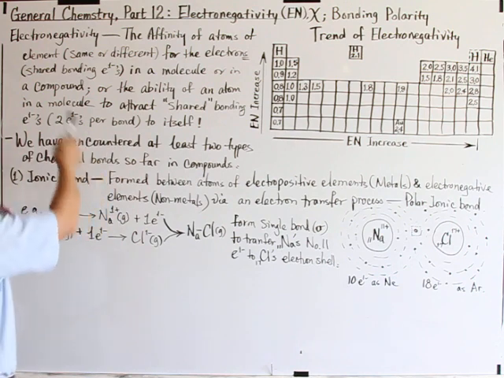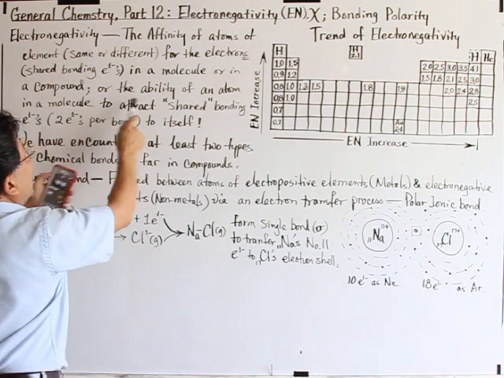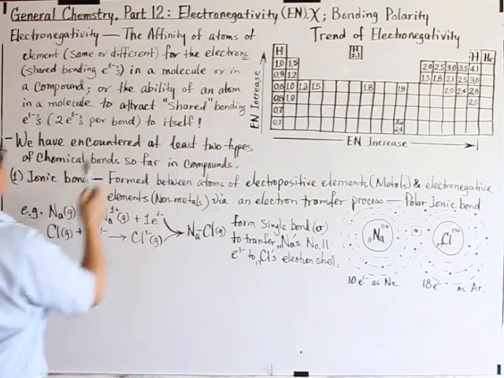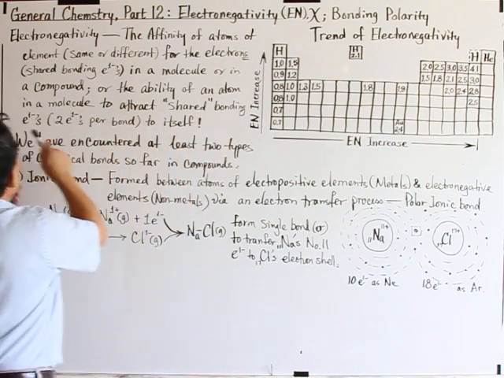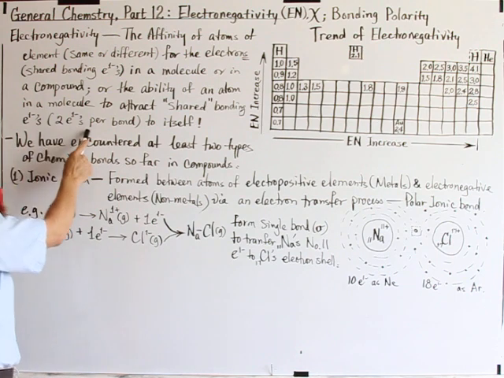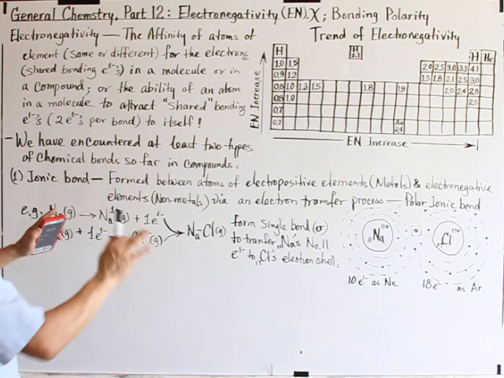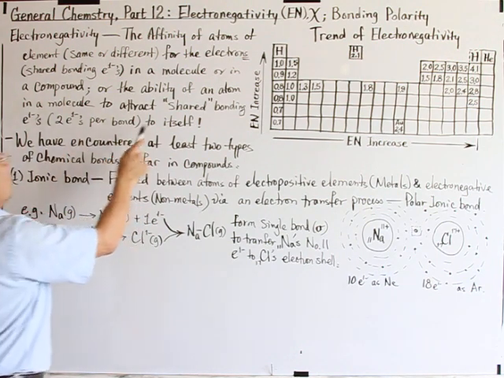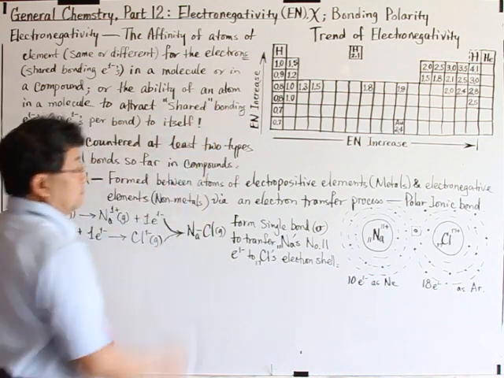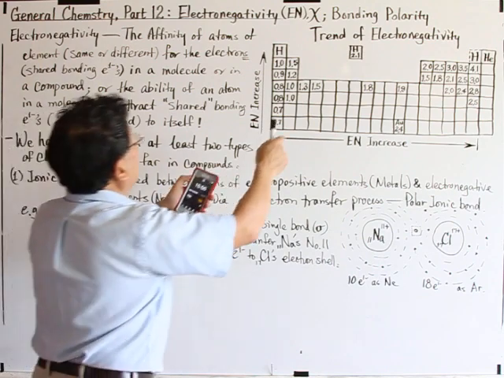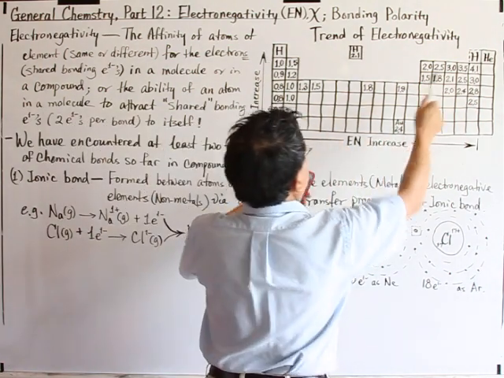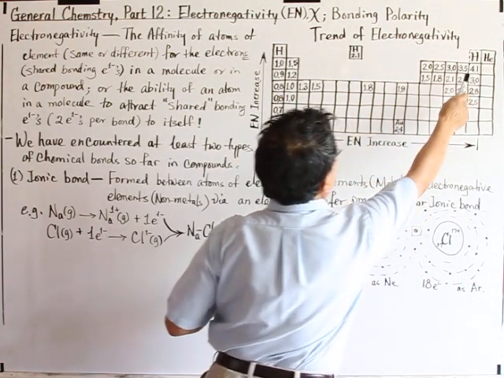Another way is that electronegativity is considered the ability of an atom in a molecule to attract shared bonding electrons. Now, two electrons per bond. We're going to get in there in the future, but we already mentioned it a couple of times. To itself. What is itself? To the atom. So in other words, we can use hydrogen and fluorine, right? We talk about HF, F is 4.1.